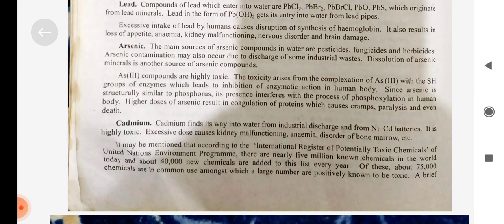Since arsenic is structurally similar to phosphorus, its presence interferes with the process of phosphorylation in the human body. Higher doses of arsenic result in coagulation of protein, which causes cramps, paralysis, and even death. Cadmium. Cadmium finds its way into water from industrial discharge and from nickel cadmium batteries. It is highly toxic. Excessive dose causes kidney malfunctioning, anemia, disorder of bone marrow, etc.